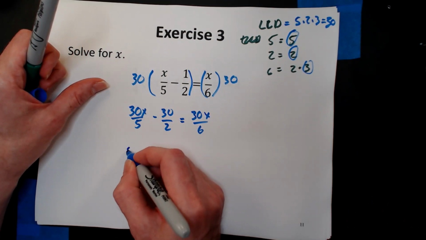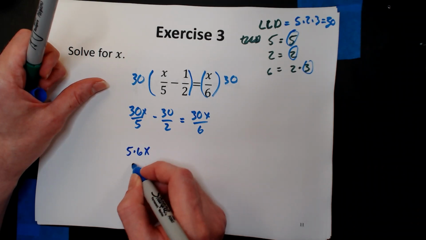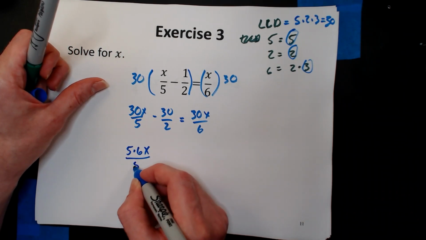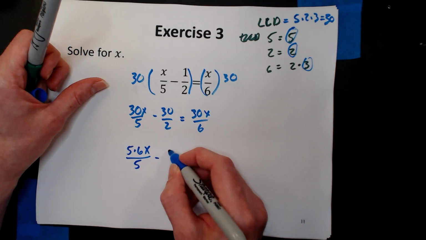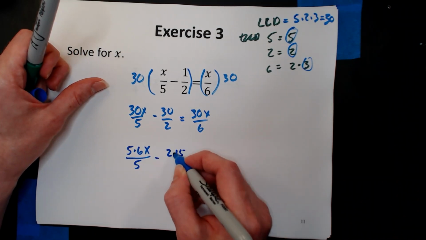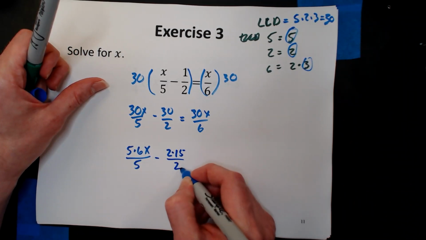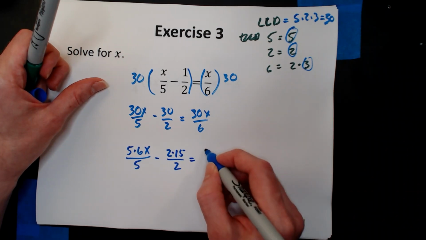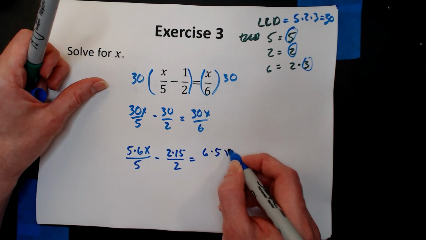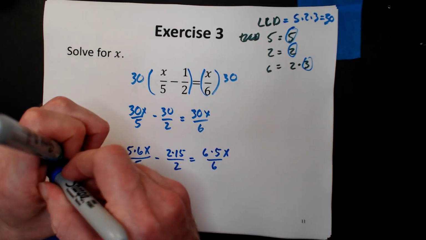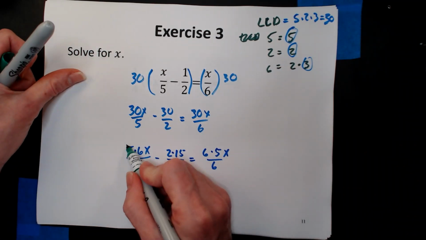So I'm going to say 30 is 5 times 6 times x in the numerator here. This is 5. My 5s are going to cancel. This is going to be 2 times 15, and this is going to be 2 in the denominator, equals 6 times 5 times x all over 6. I'm just doing this so you can see the denominator cancel.